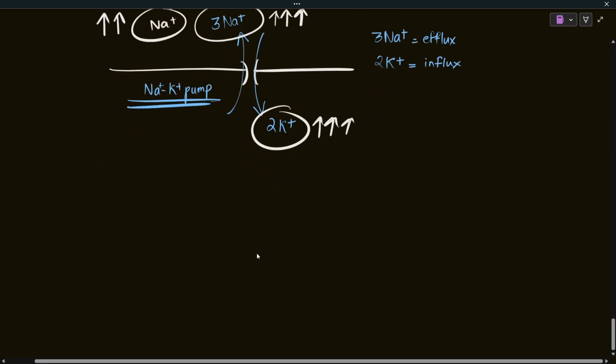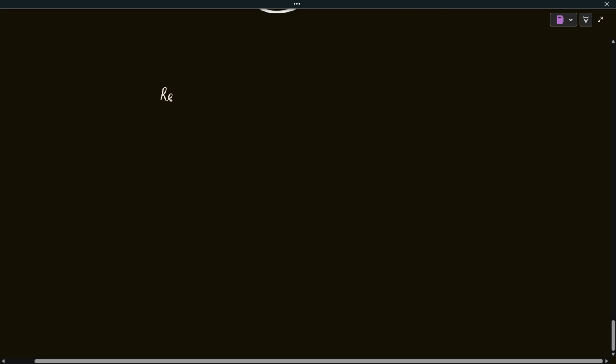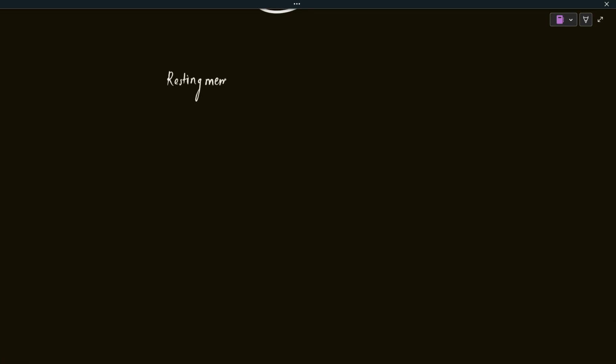Okay, let's summarize it. The lecture was quite long. Resting membrane potential is the membrane potential of the neuronal cell when the cell is at rest, meaning there is no stimulus. So this is overall negative. The range is from minus 60 millivolt to minus 70 millivolt.